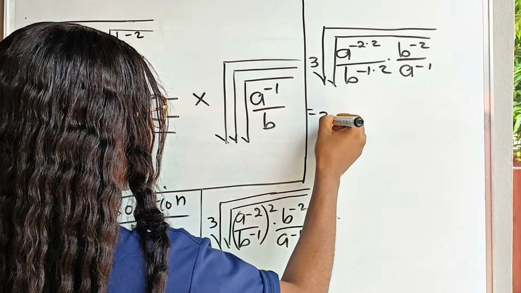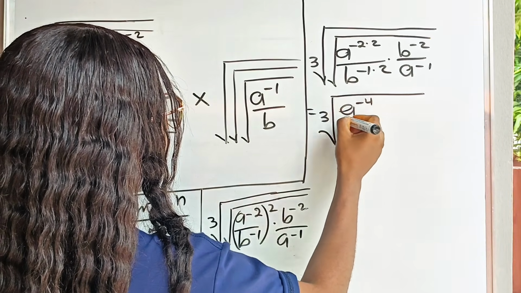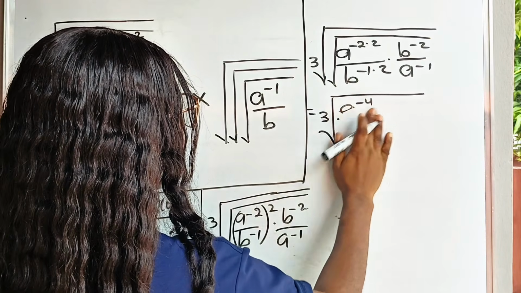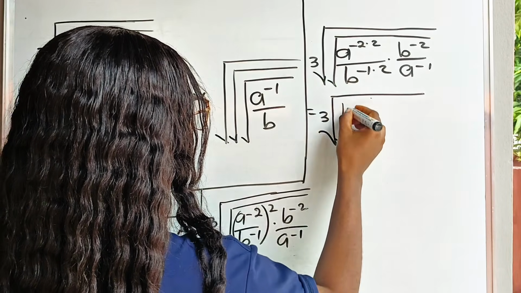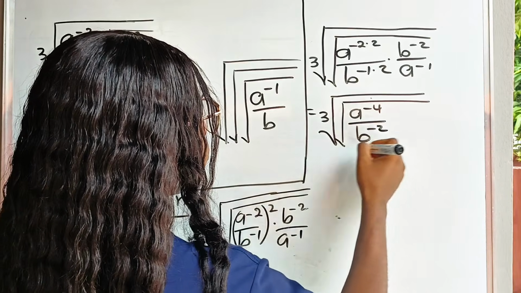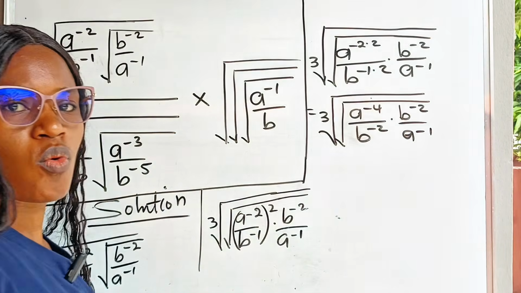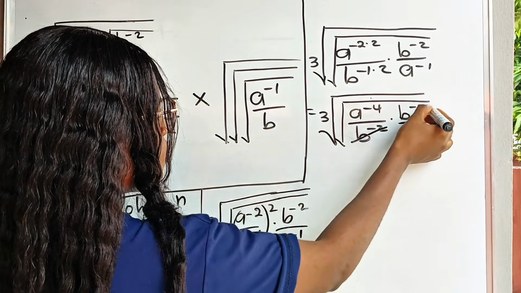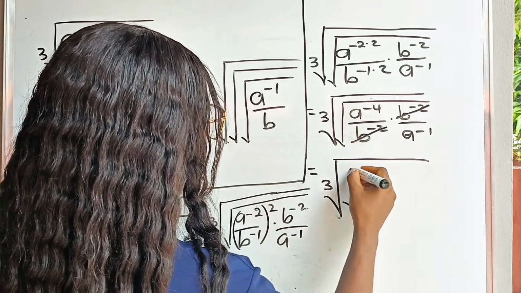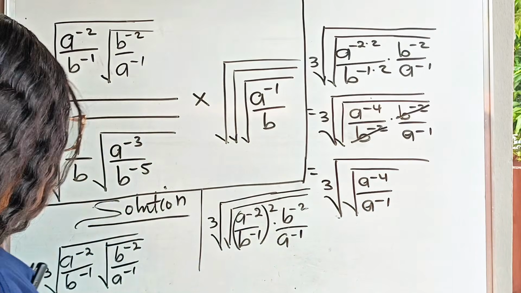So this is equal to the cube root of a to the power of negative 4 over b to the power of negative 2. Oh, I missed one square root, this second one. Okay, so we have a to the power of negative 4 over b to the power of negative 2 multiplied by b to the power of negative 2 over a to the power of negative 1. So we remove this, and we have the cube root of the square root of a to the power of negative 4 divided by a to the power of negative 1.